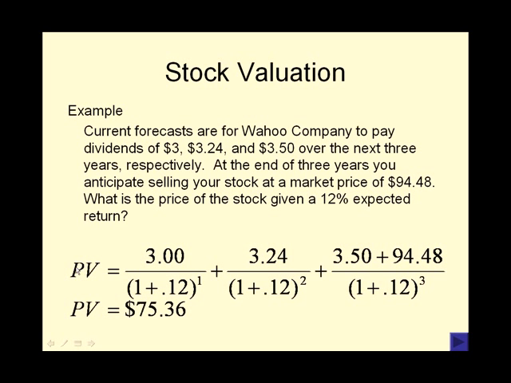The present value, using the expression from the previous page, or stock price is equal to the $3 dividend in year 1 divided by 1.12 to the 1 power, plus $3.24 in year 2, again appropriately discounted, plus $3.50, plus the expected stock price in year 3 divided by 1.12 cubed. And that comes to $75.36.